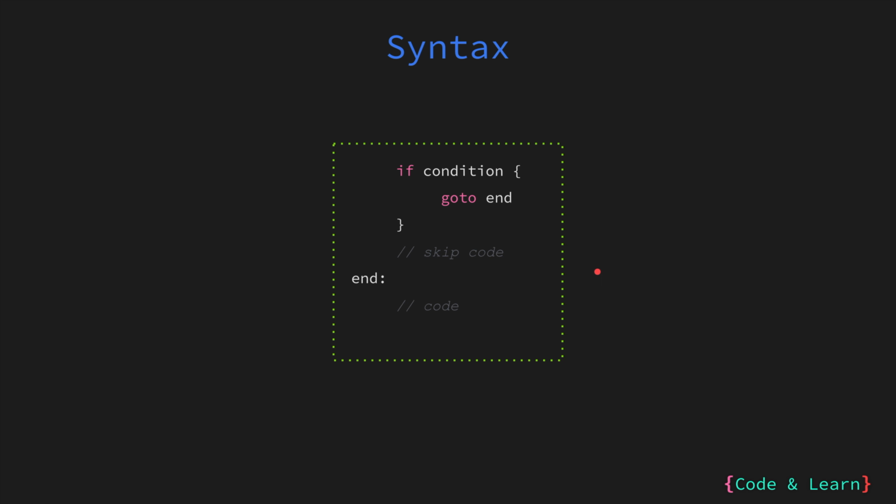Here's an example of a Goto statement. Here we say if this condition is met, go to or jump to the end label. Anything that's inside it, that is, this code block, will be skipped and we will straight away execute this code block. When the condition is not true, both this and this code block will be executed. Now let's have a look at the Goto statement with an example.